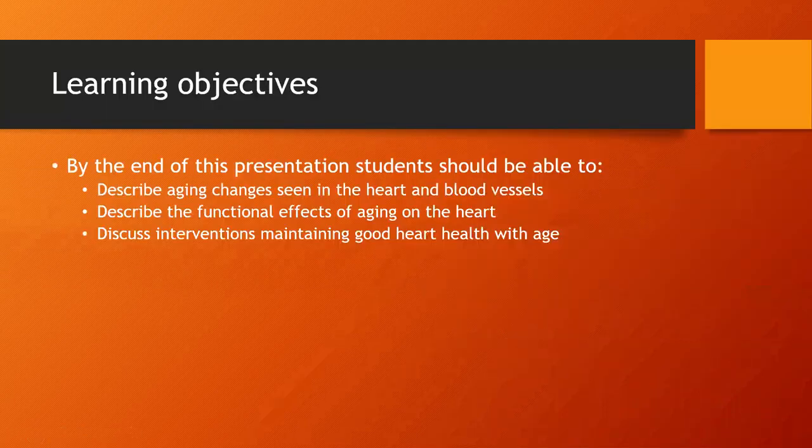All right, so hopefully by the end of this presentation, we should be able to describe aging changes that are evident on the structures in the cardiovascular system. So that's the heart itself and the vasculature. We should also be able to describe some of the functional effects that are brought about as a result of those changes, and then talk about some of the interventions associated with maintaining good heart health.